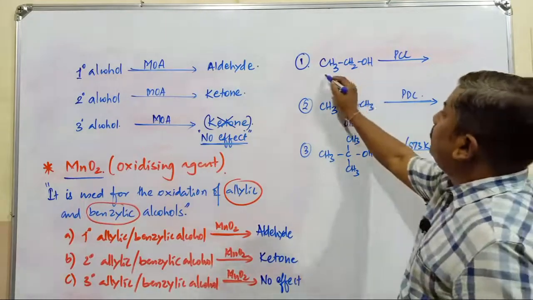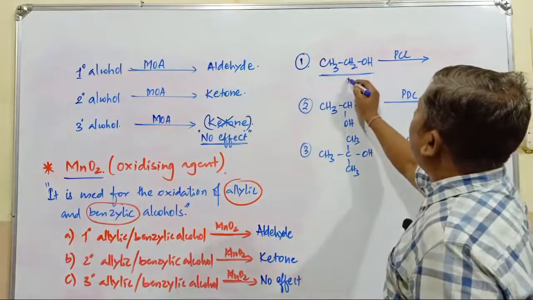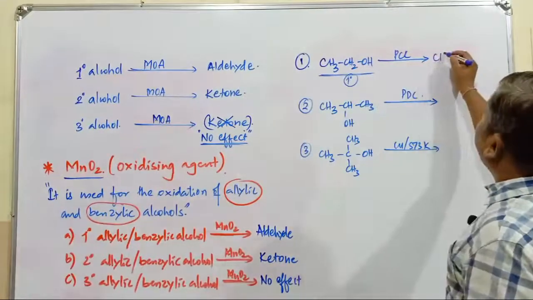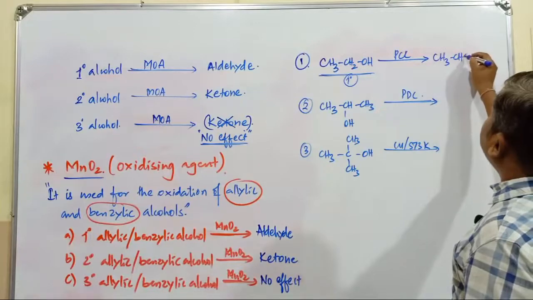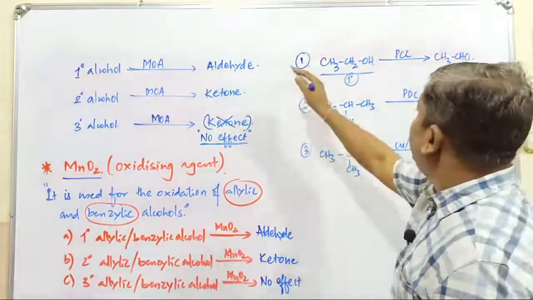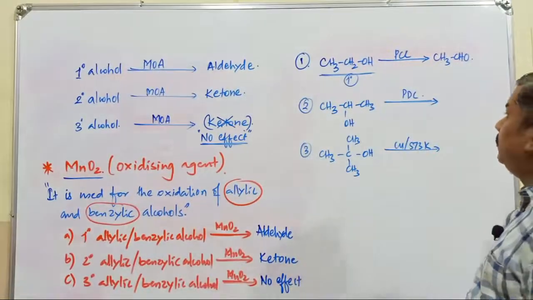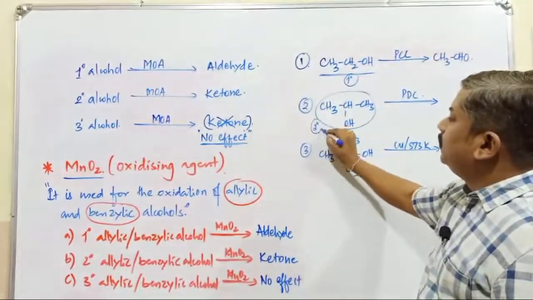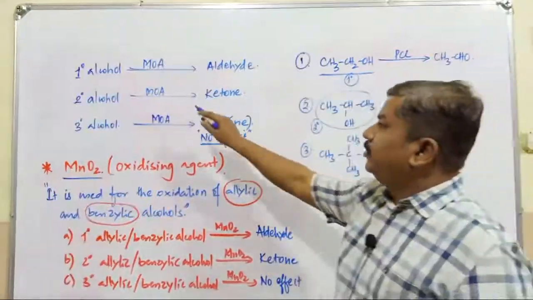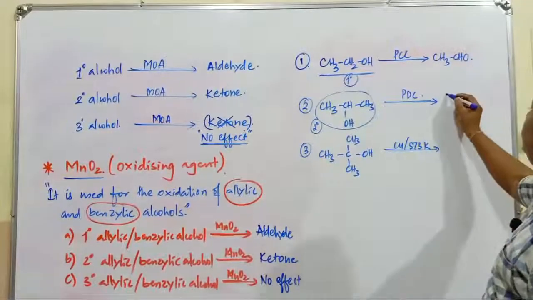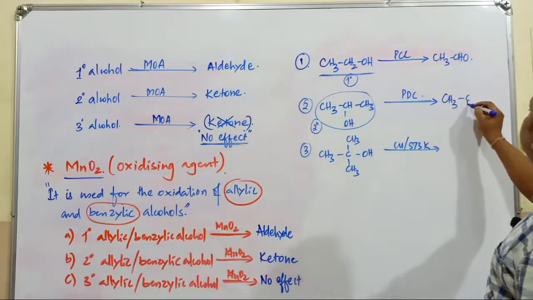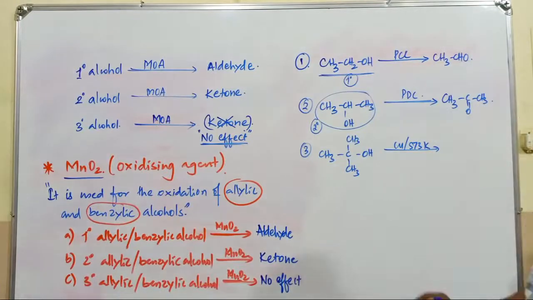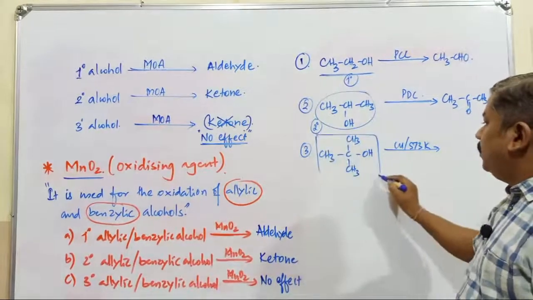It is a primary alcohol on oxidation in presence of PCC. The compound is going to be an aldehyde, that is CH3CHO, an aldehyde compound containing the same number of carbon atoms. This one is an example of secondary alcohols. What is oxidation in presence of a mild oxidizing agent? The compound is going to be a ketone. It is CH3, C double bond O, CH3. This is the ketone. And this one is a tertiary alcohol.